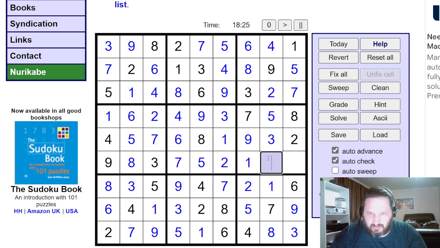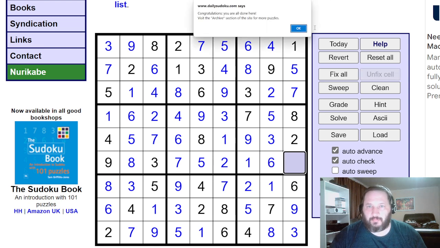Alright, two numbers that are missing here are a 4 and a 6. And we have a 4 here, so that has to go here, and we have a 6 here, so that has to go here. 6 and a 4.